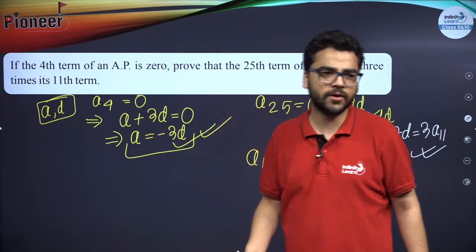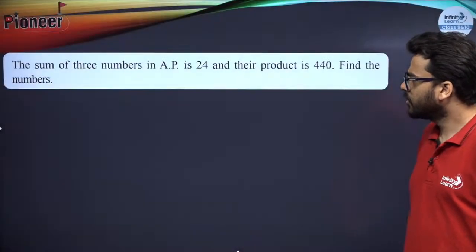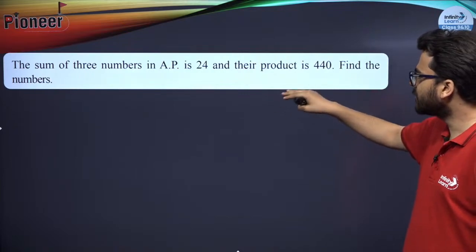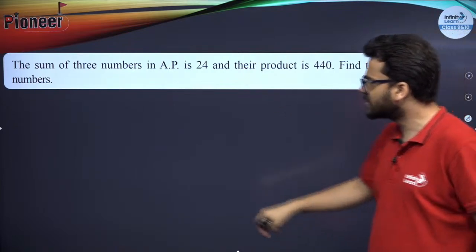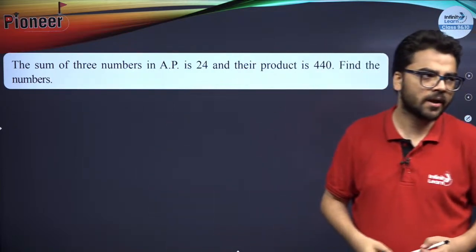Okay, so let's move on to the next question, guys. The sum of the 3 numbers in AP is given and the product is given, so you have to find the numbers. Try doing this one.